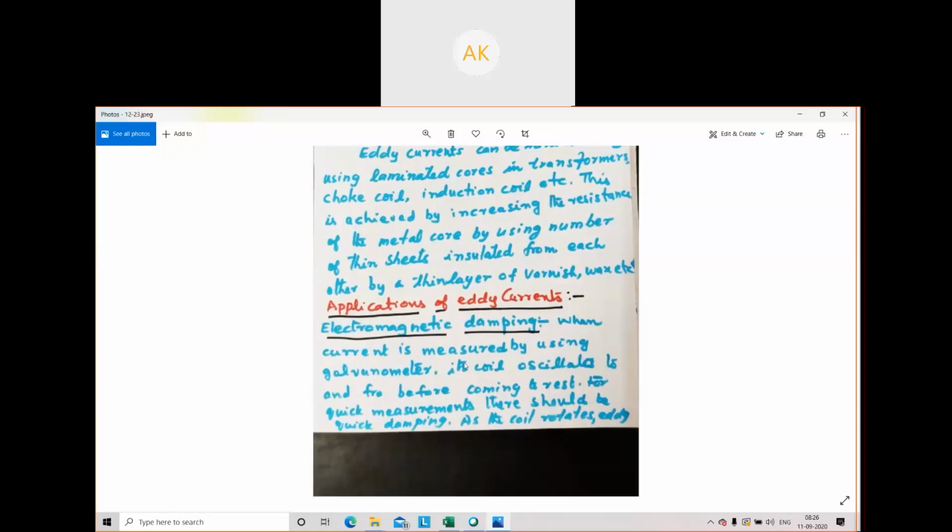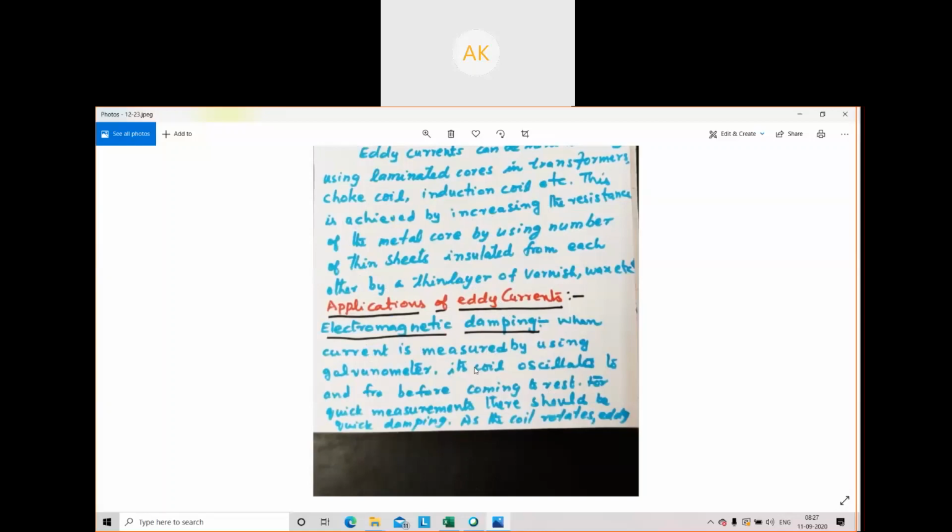And in a different example you can see electromagnetic damping. Damping means stopping. In a galvanometer, which we already studied, what things are there? You can see magnetic poles, like concave-shaped poles. In between them a current carrying coil is kept, and the coil is wound over a soft iron core.